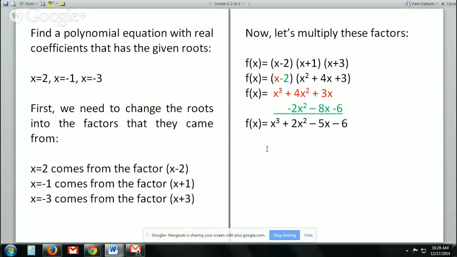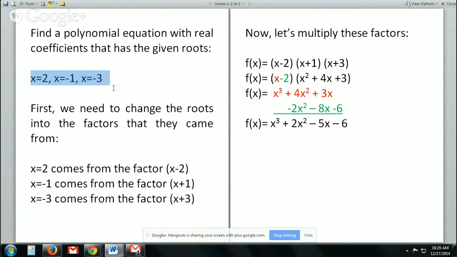Let's talk about finding a polynomial equation with real coefficients when we're given roots. For this particular problem, we've been told solutions or roots x equals 2, x equals -1, and x equals -3.